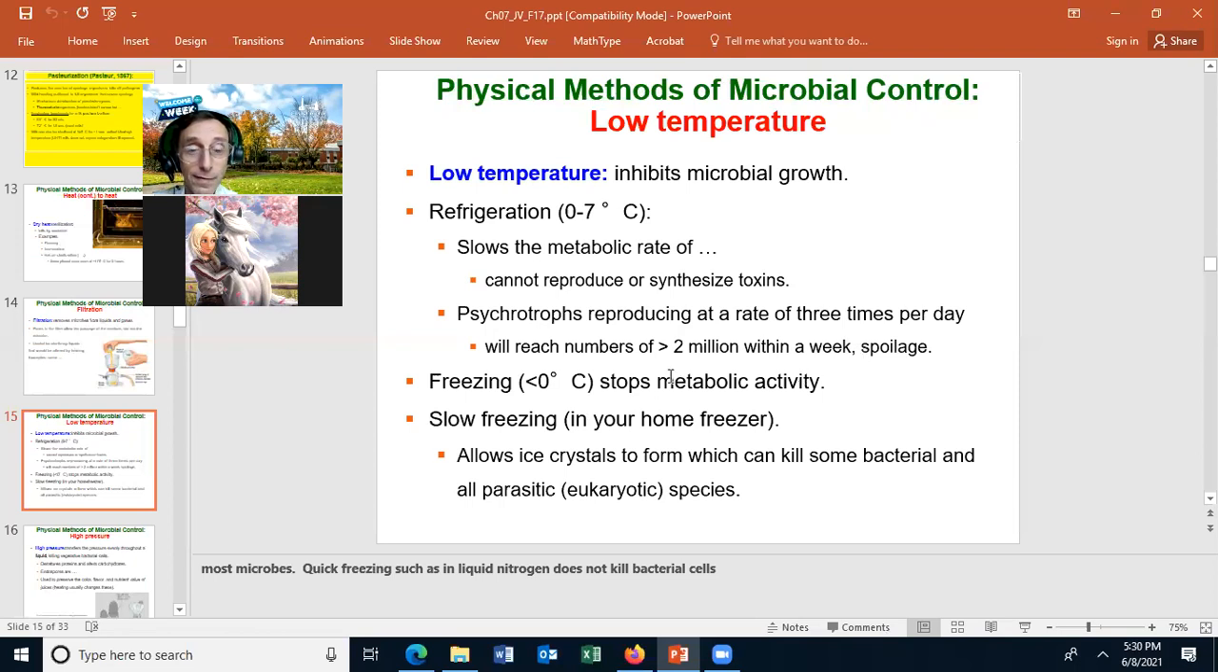All right, so refrigeration slows the growth rate of bacteria, but does not stop the psychrotrophs. It does stop the mesophiles, but it does not kill the mesophiles. Freezing at temperatures below 0 degrees Celsius stops metabolic activity. It doesn't necessarily kill all microbes.